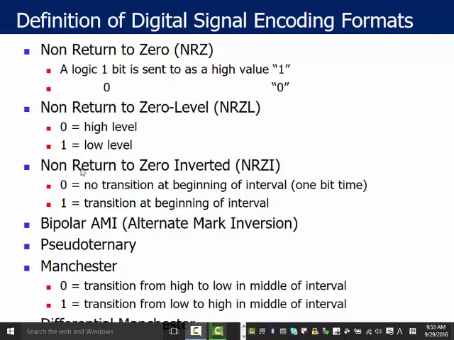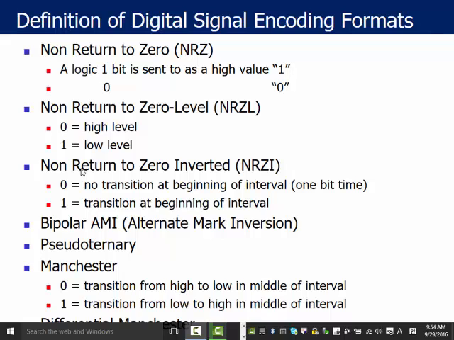Another way is the non-return to zero level algorithm. This is actually opposite to the non-return to zero algorithm. If there is a 0 bit, then as opposed to the low value, in this case we want to put it at a high value. If there is a 1 bit, then a low value of voltage.